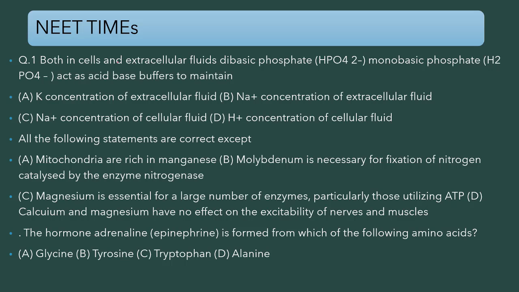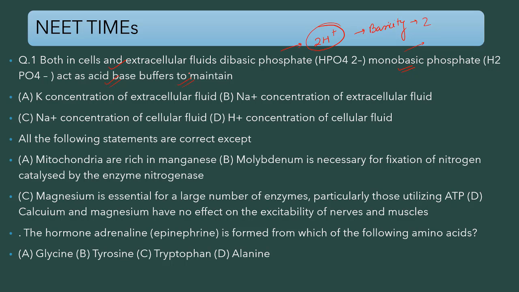Now, according to NEET time, both in cells and extracellular fluid, the dibasic phosphate and monobasic phosphate. The dibasic phosphate has donated two protons, so it has a basicity of 2, and monobasic, H2PO4 minus, has a basicity of 1. They act as acid base buffers to maintain the H plus concentration of the extracellular fluid and of the cellular fluid.